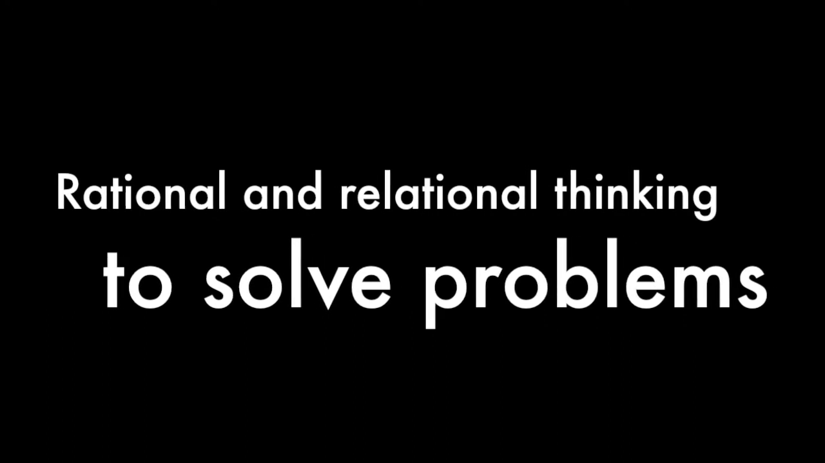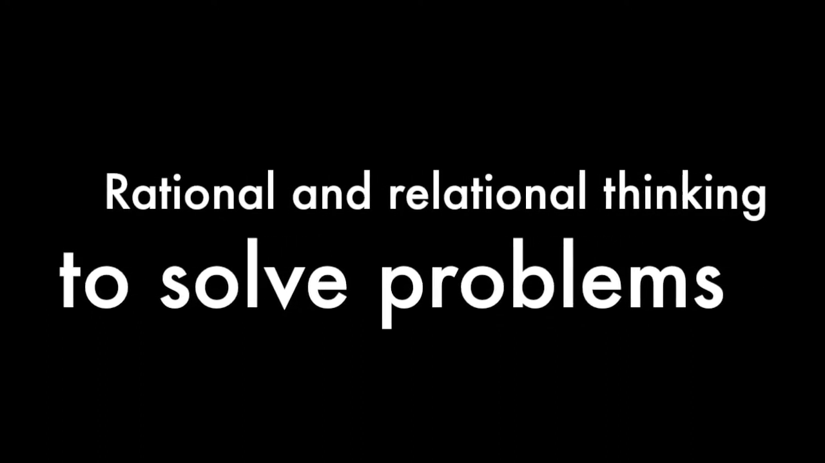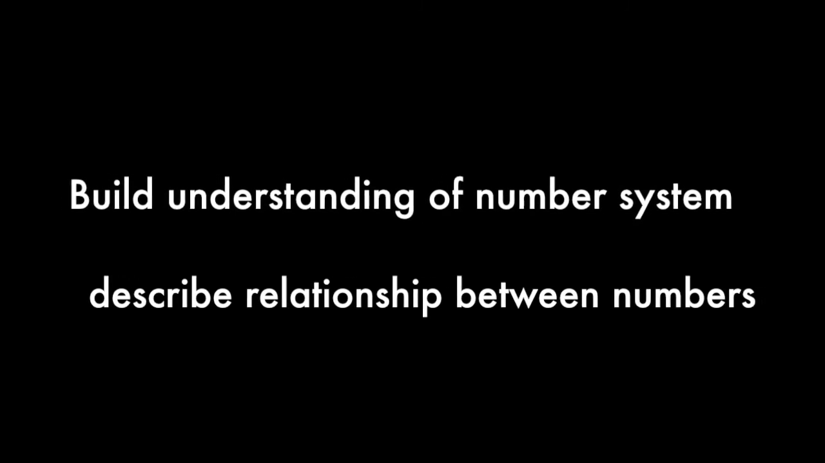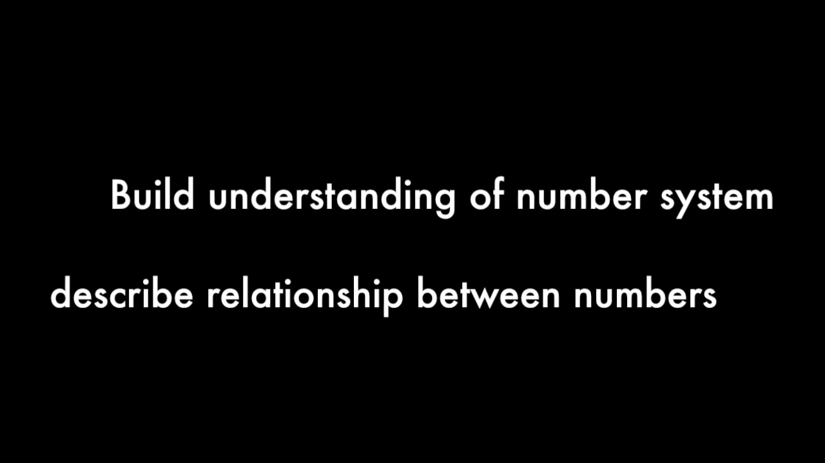The learning objective for this topic is for students to use rational and relational thinking in order to solve the problems. At the end of the lesson, students will know the full meaning of the equal sign. Students will also build on their understanding of the number system to describe relationships between numbers.